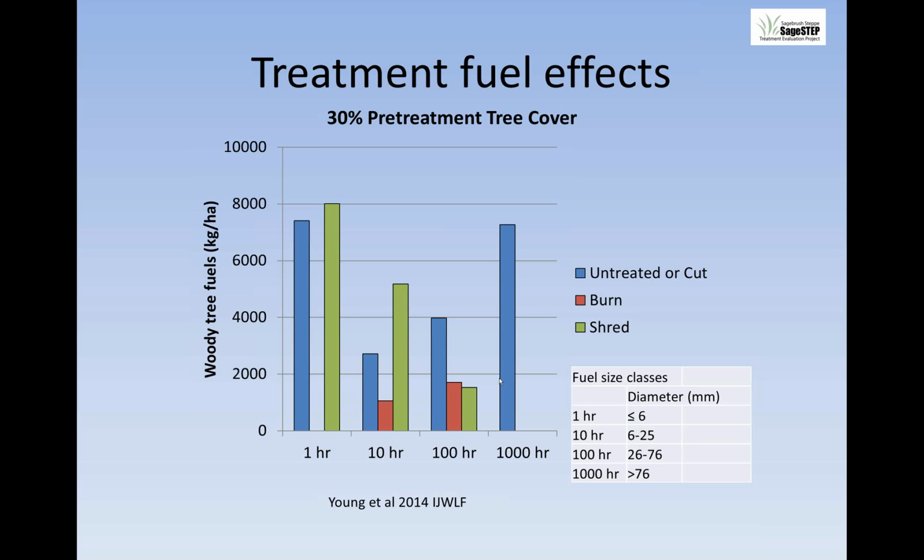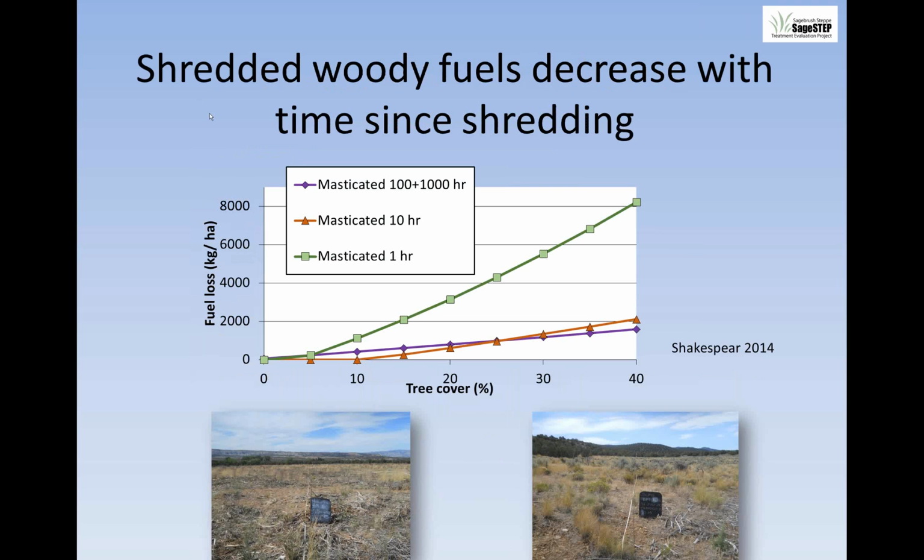If you shred, you take the 1,000-hour fuels and you mainly make them into 1-hour and 10-hour fuels. So you change these fuel size classes. If you have 60% pre-treatment tree cover, you double all these fuels. So letting the trees go is going to increase your fuels and your chance of fairly severe fire.